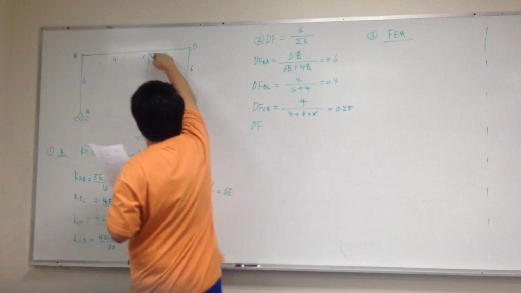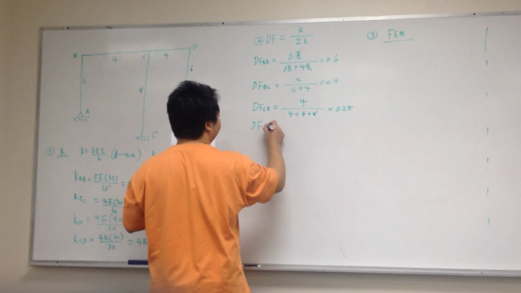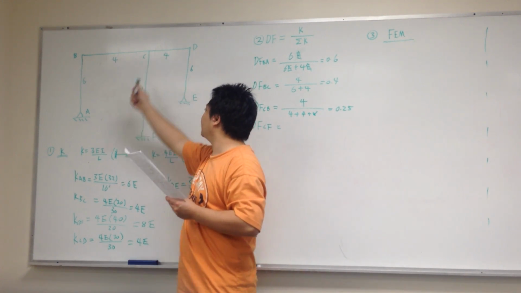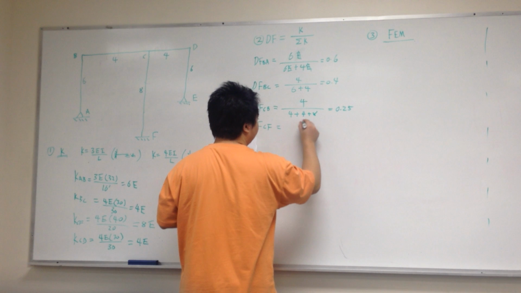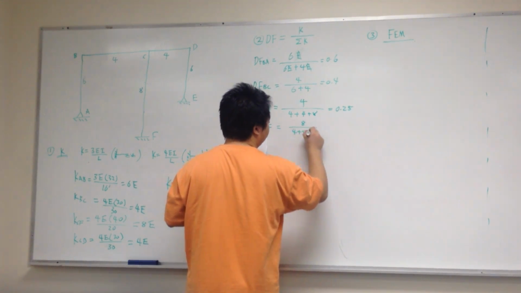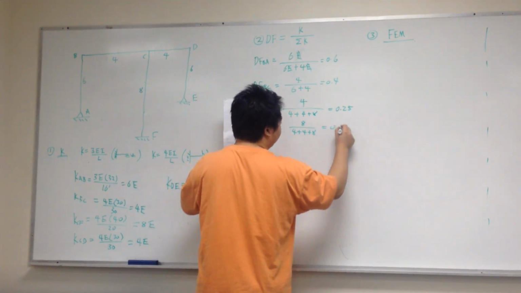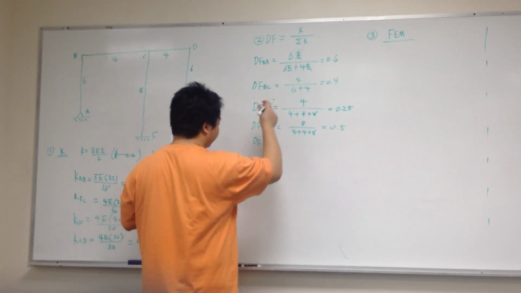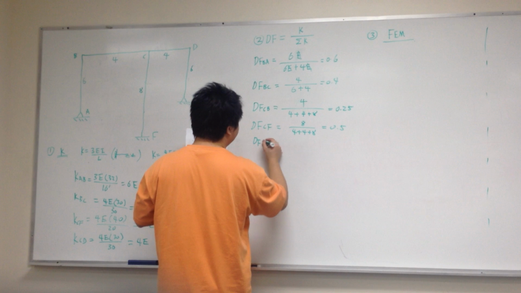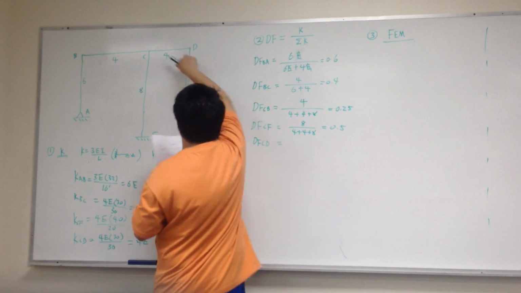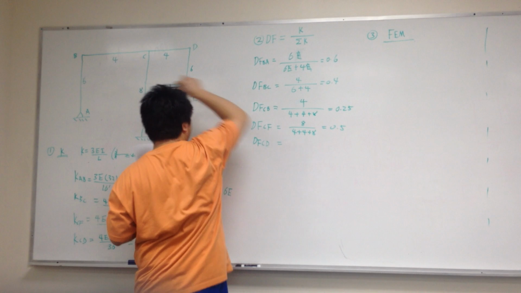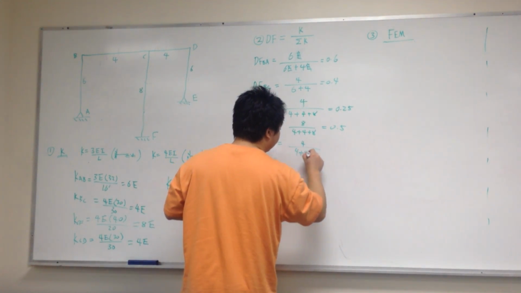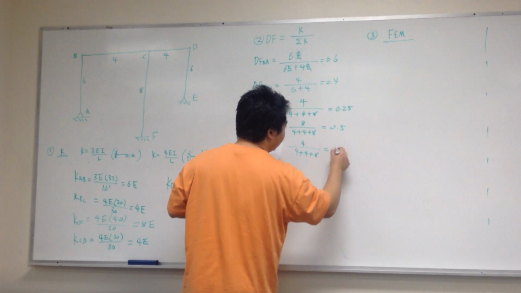DF, CF, you're going to have 8 divided by 4 plus 8. So you're going to have 0.5. And for DF, why DF? Oh yeah, distributive factor. CD, you're going to have 4 divided by 4 plus 8. Same as this one. What about plus 6? What? DE?